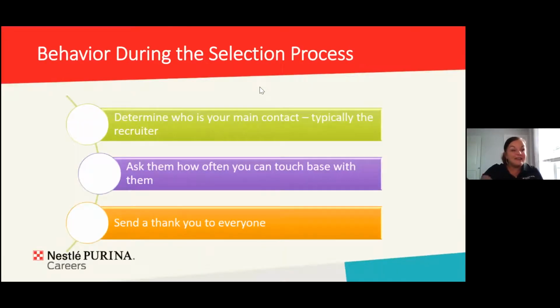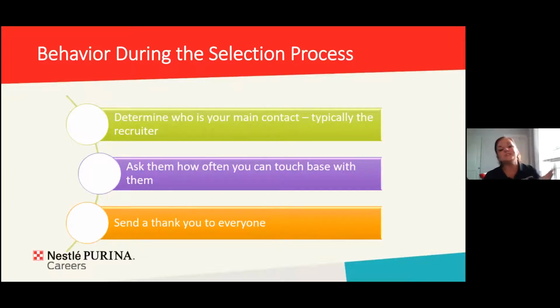And then behavior during the selection process. Who's your main contact? It's usually the recruiter, but it's always great to find out. Ask them how often you can touch base. If you get an offer with a different company, I want you to feel comfortable saying, hey, Lauren, I got another offer, where are you at in the process? I'm still interested. I love that. Absolutely, let me check with my hiring team and get you a decision either way. That way you know whether you need to take the other offer, or that you're going to get an offer from the company you really want to work for, which is Purina.